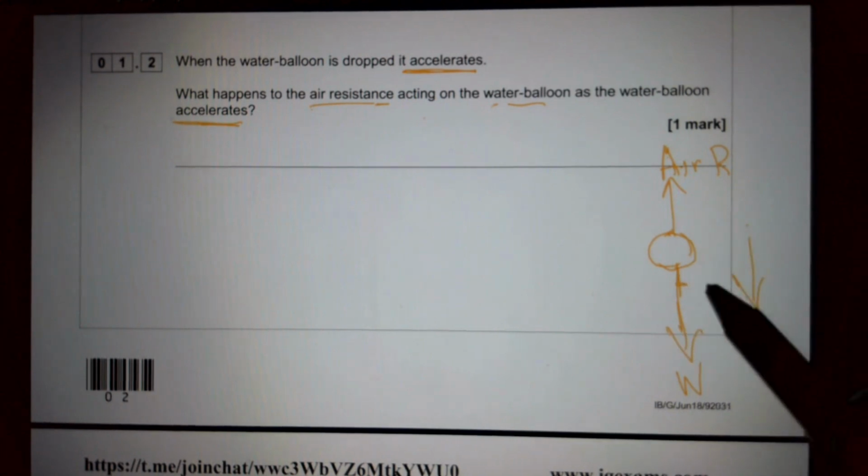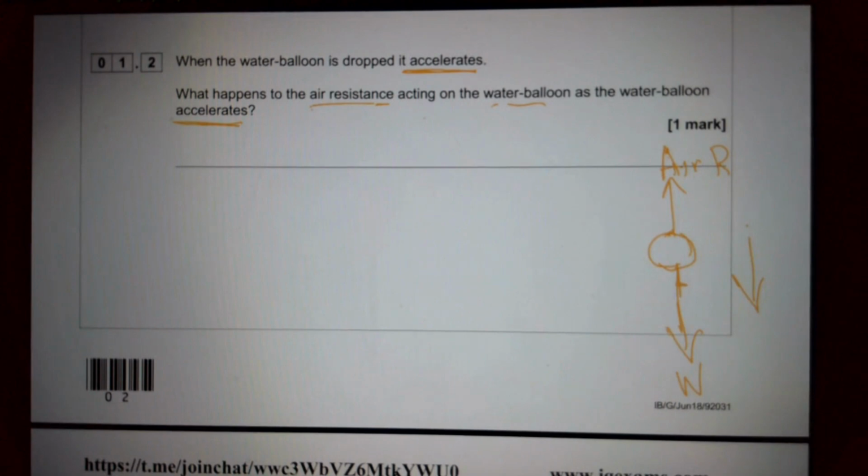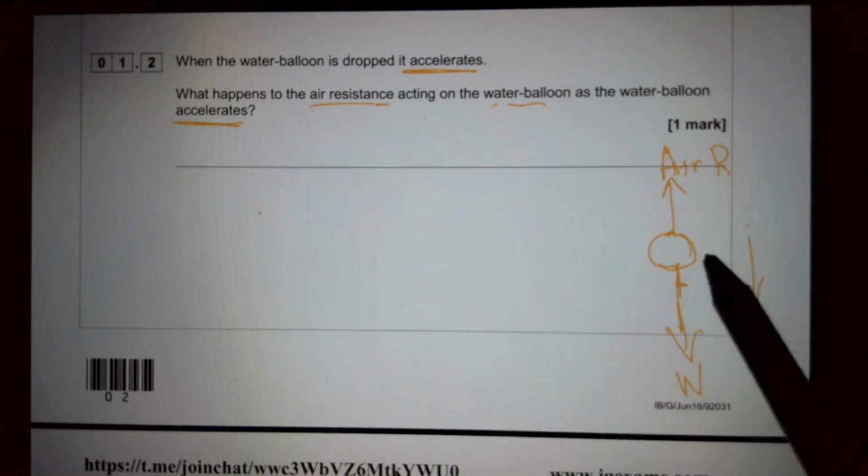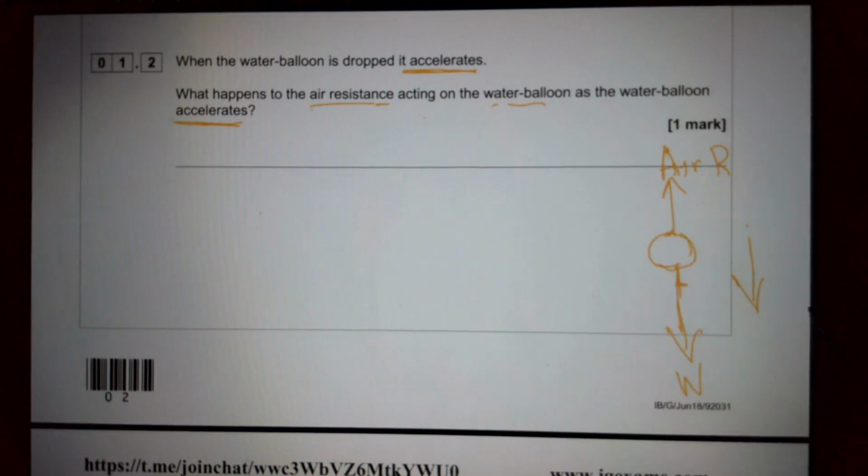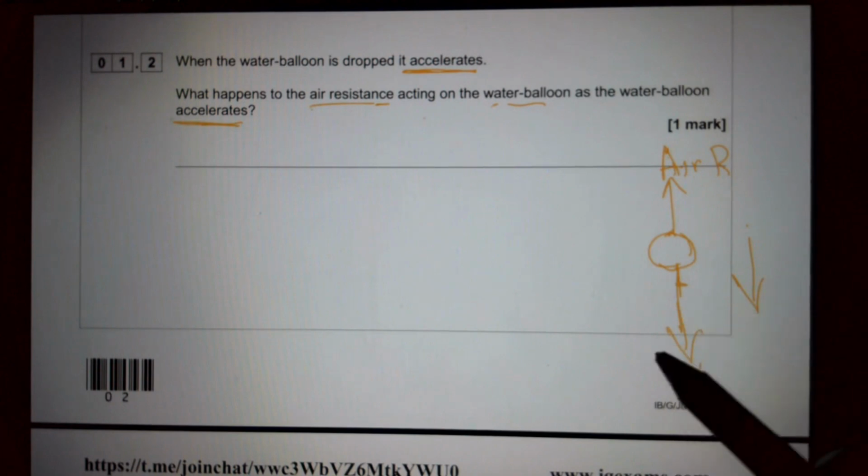So as this balloon accelerates downwards, it means the speed or the velocity of this balloon will increase, because the change in velocity over time is what? It's acceleration. So remember, if you accelerate a car, the speed of the car will increase. It means the car will move faster. So this is the same concept that we're using here. As this balloon accelerates, what will happen? The air resistance will increase.